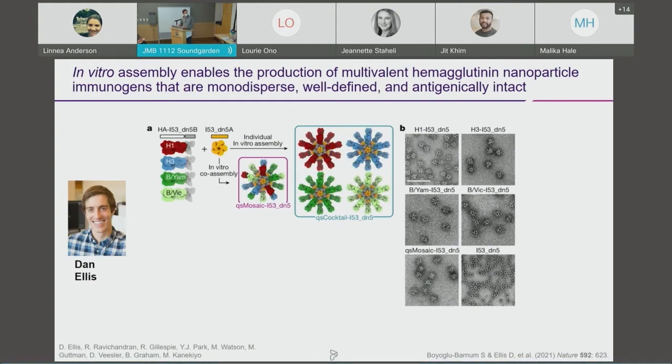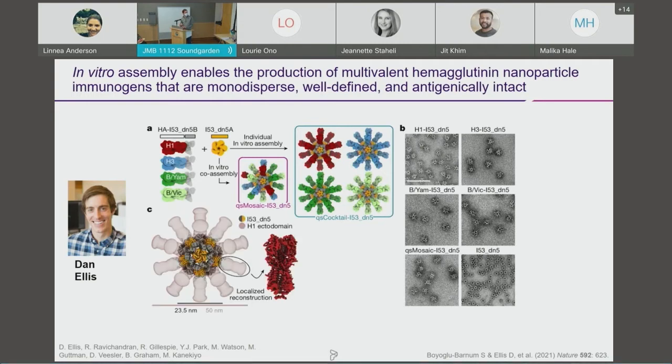The particles look beautiful no matter whether they're monovalent with a single hemagglutinin or the mosaic. And David Veesler's group got a single particle reconstruction of these, showing that both the icosahedral core as well as the displayed hemagglutinins were highly ordered and forming the native-like structure in terms of the hemagglutinin. And then Dan developed a series of methods.